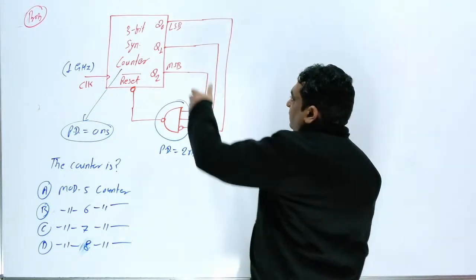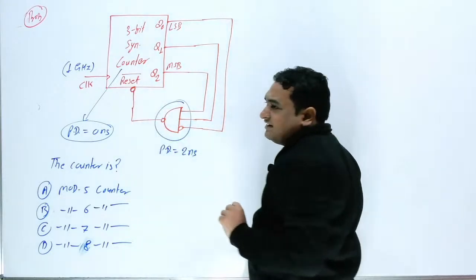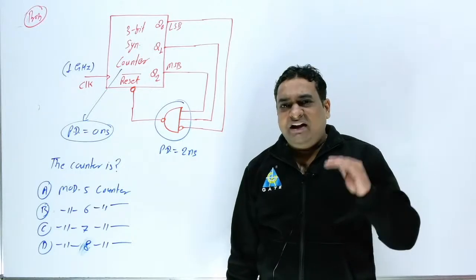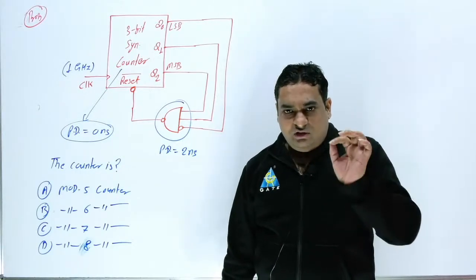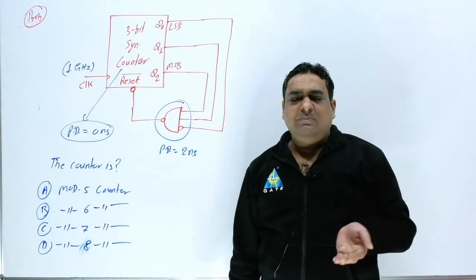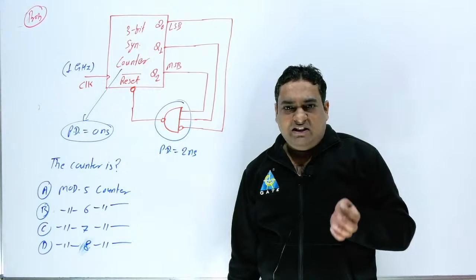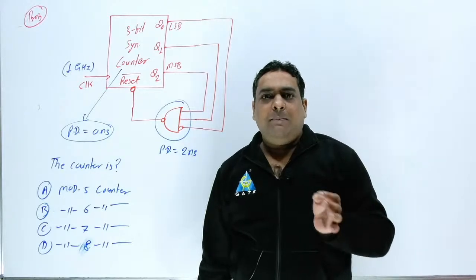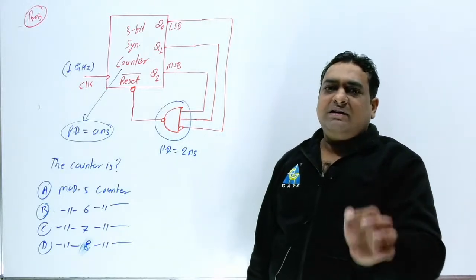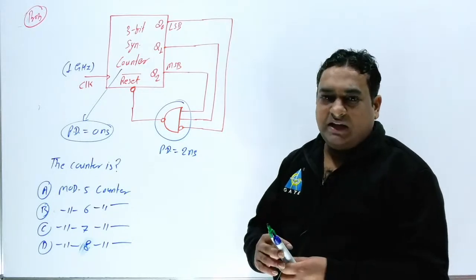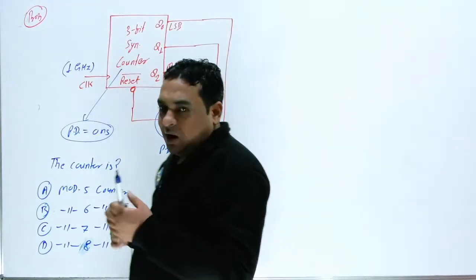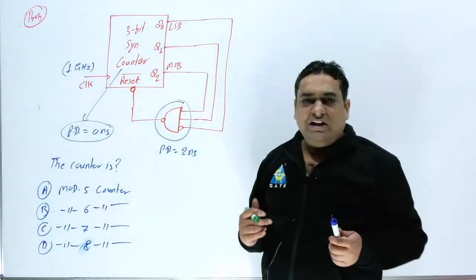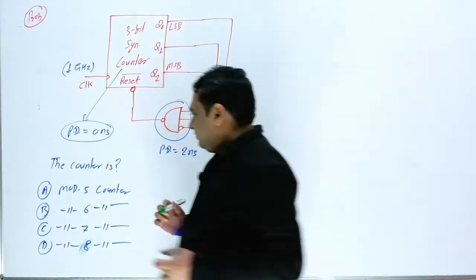If we are doing reset, meaning we are clearing the flip-flops to the state 0 0 0, then that is most probably an up counter. 99.99% of the time you can assume that is an up counter, because an up counter generally starts from 0 0 0 and a down counter generally starts from 1 1 1. So one concept should be clear.